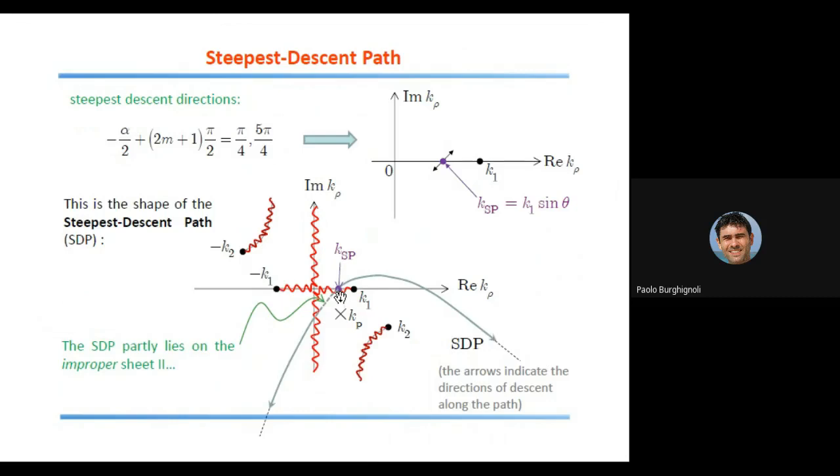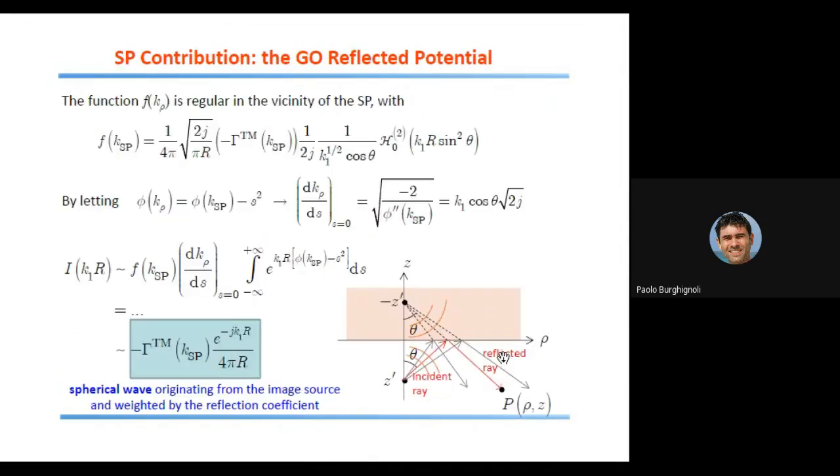Okay, so the saddle is the point where the absolute value of the exponential is maximum with respect to all other points of this gray line. Now, the function f is regular in the vicinity of the saddle point, so everything goes smoothly. We just need to evaluate it exactly at the saddle point without problems.